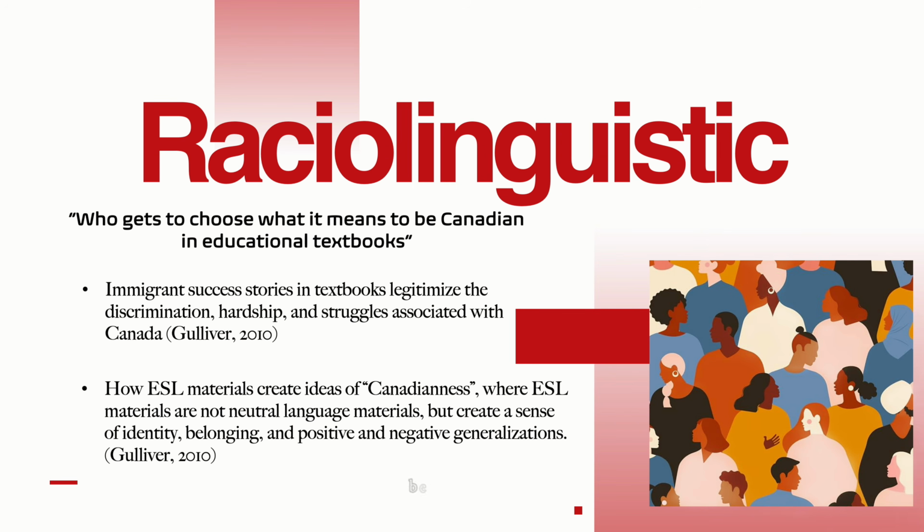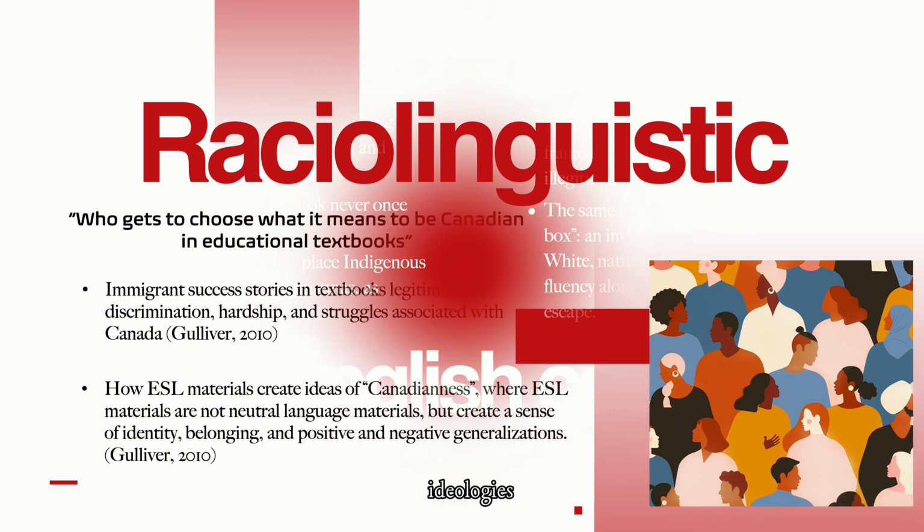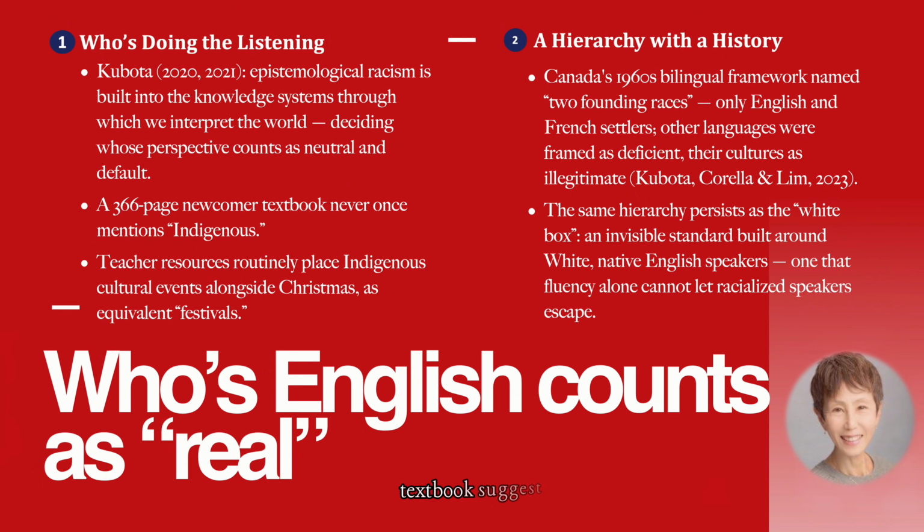Who gets to choose what it means to be Canadian in education textbooks? Well, Gulliver from a 2010 study found that out of 24 textbooks that were used for English language teaching for ESL students, these textbooks shaped the perception of Canadian identity, patriotism, gender, and racial ideologies. Success stories in ESL textbooks suggest that speaking correct English is enough to belong, but proper English is not neutral. It depends on who's doing the listening.